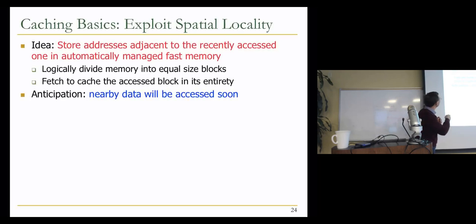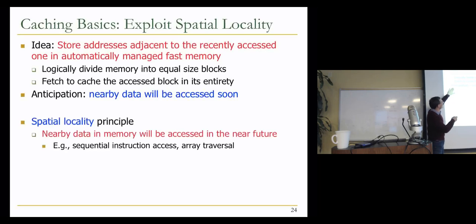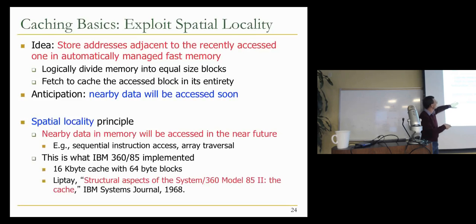And to be able to do that, what modern processors do is they logically divide memory into equal-sized blocks. And whenever they need a word in a block, they fetch into the cache the accessed block in its entirety. They don't fetch just the word, but they fetch the block that the word belongs to. And this is the anticipation: nearby data will be accessed too.